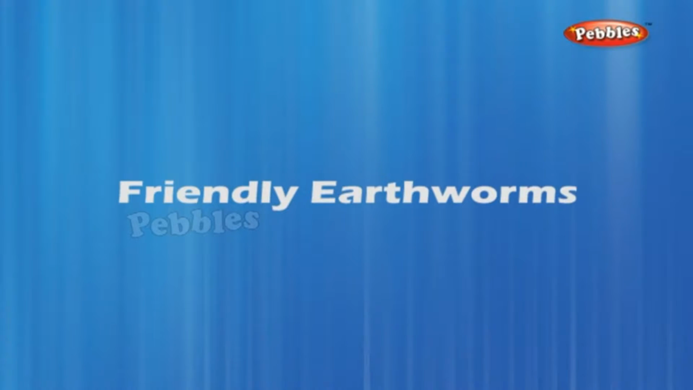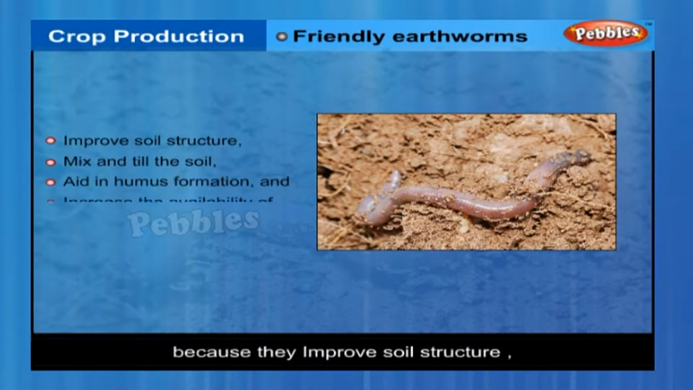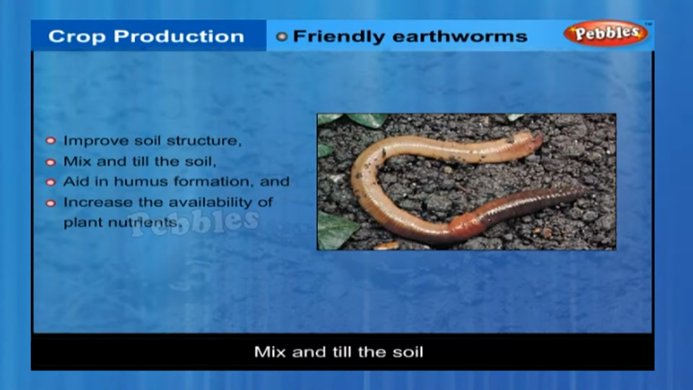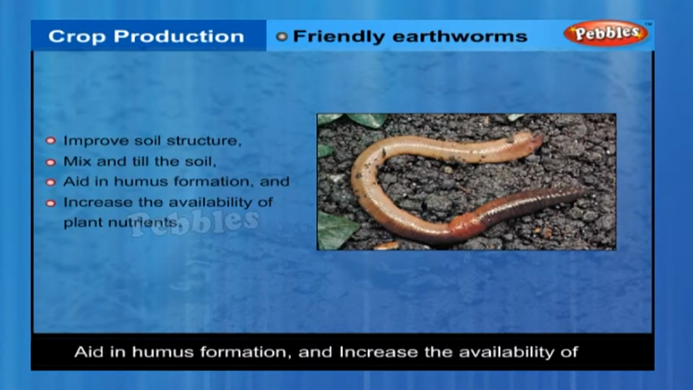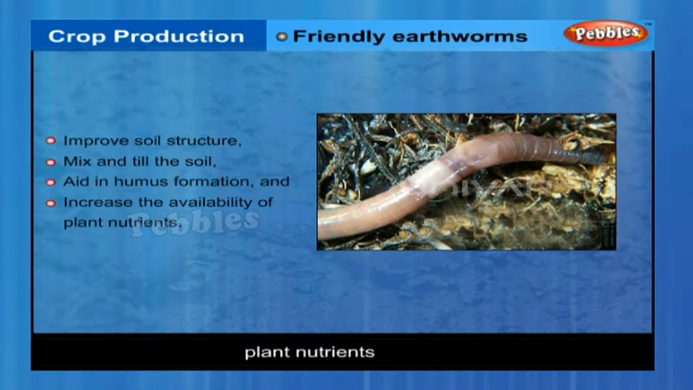Friendly earthworms. The activity of earthworms is important to farmers because they improve soil structure, mix and till the soil, aid in humus formation, and increase the availability of plant nutrients.